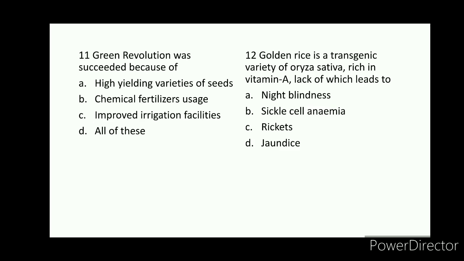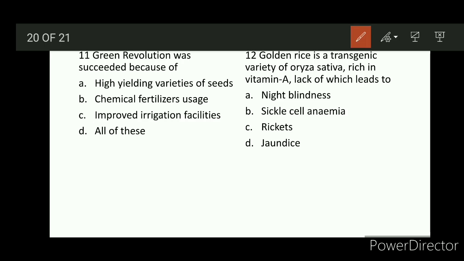Question number 11. The Green Revolution succeeded because of option A, high yielding varieties of seeds, option B, chemical fertilizers usage, option C, improved irrigation facilities, option D, all of these. Yes, initiatives were taken to increase food production, which involved high yielding varieties of seeds and hybrid seeds, chemical fertilizers, and improved irrigation facilities to enhance food production. So option D is the right answer.